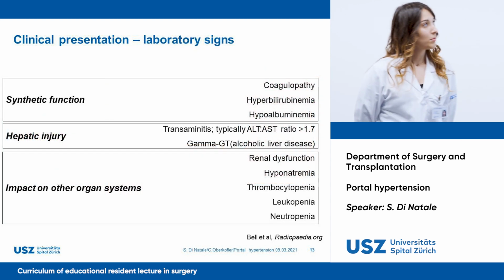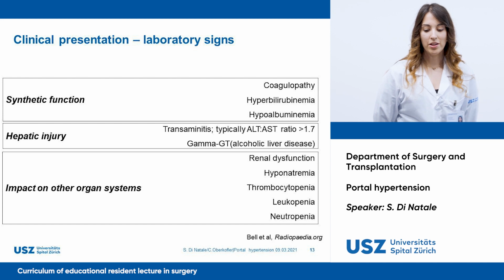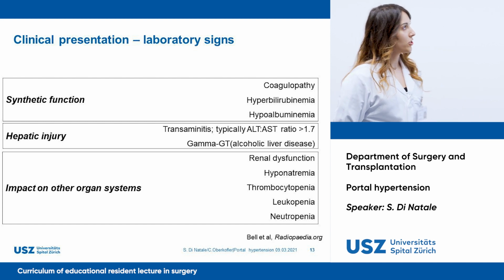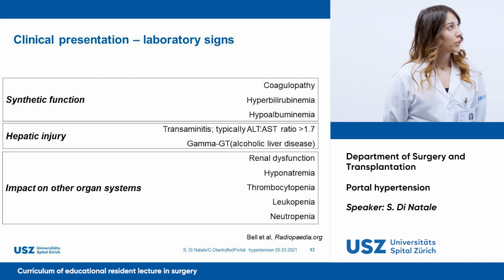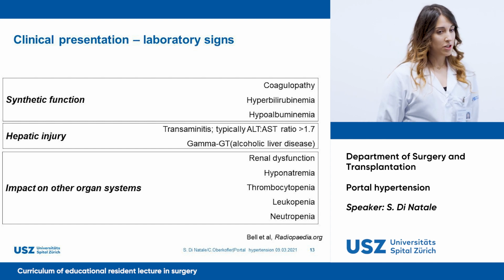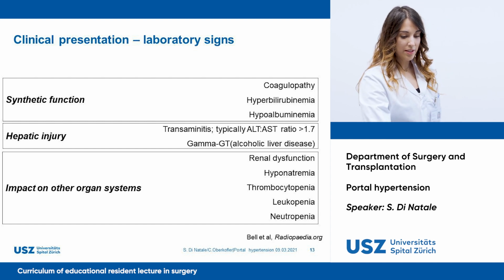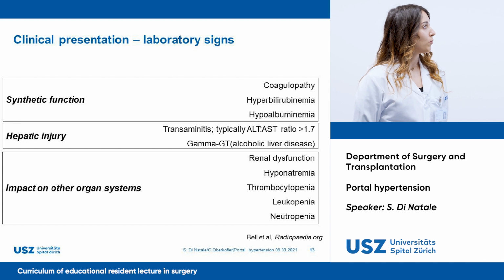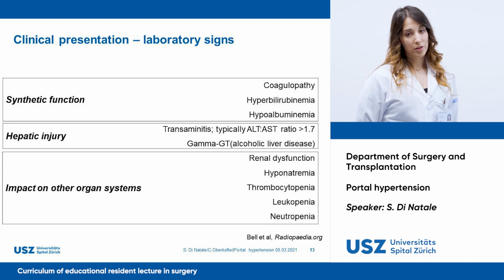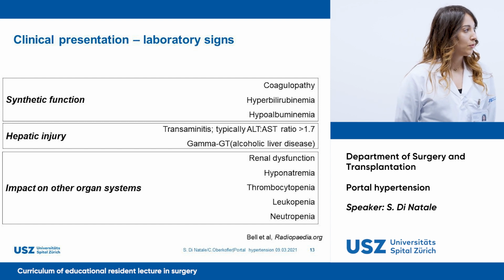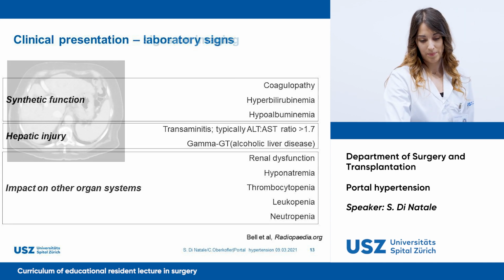Now, what are possible signs of portal hypertension in the laboratory examination? Changes due to portal hypertension correspond to changes due to an advanced liver disease and may include synthetic dysfunction, hepatic injury, and depending on the impact on other organ systems, renal dysfunction or cytopenia.